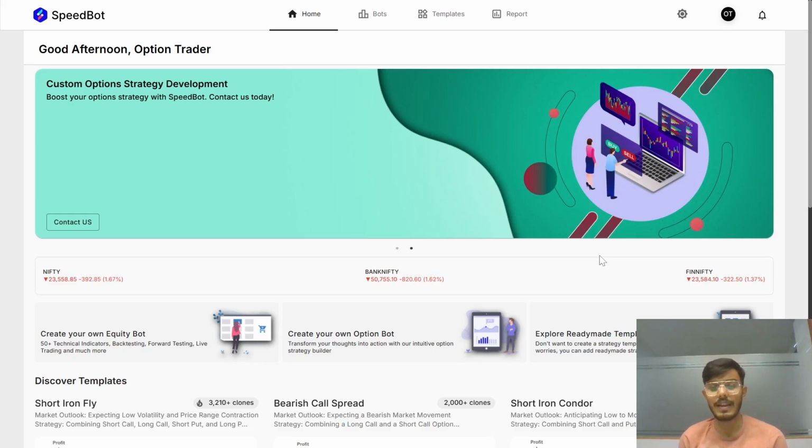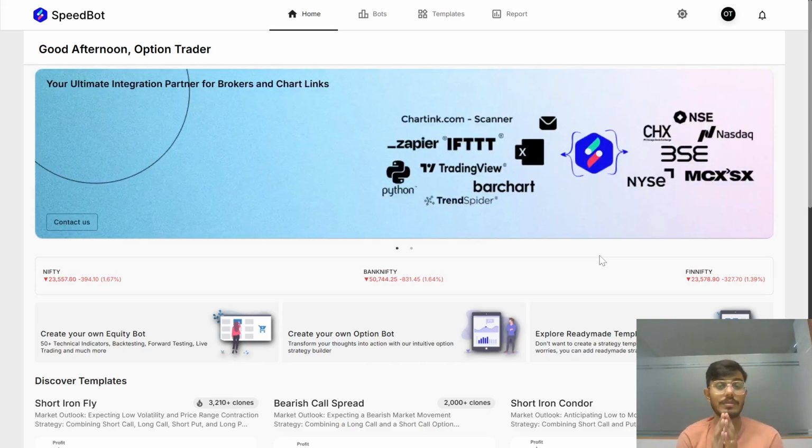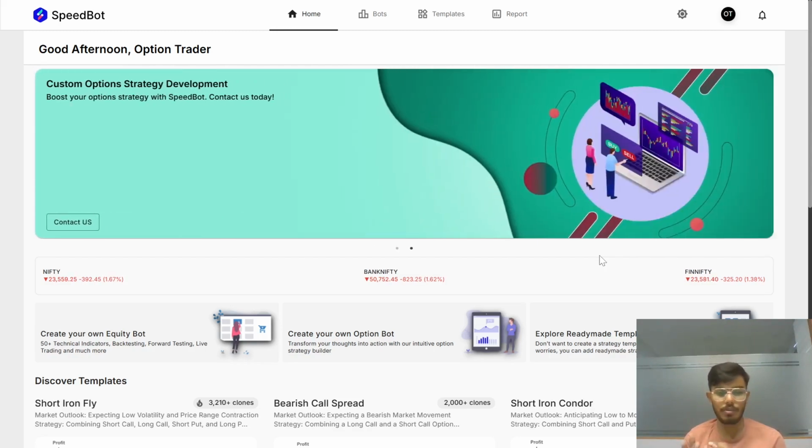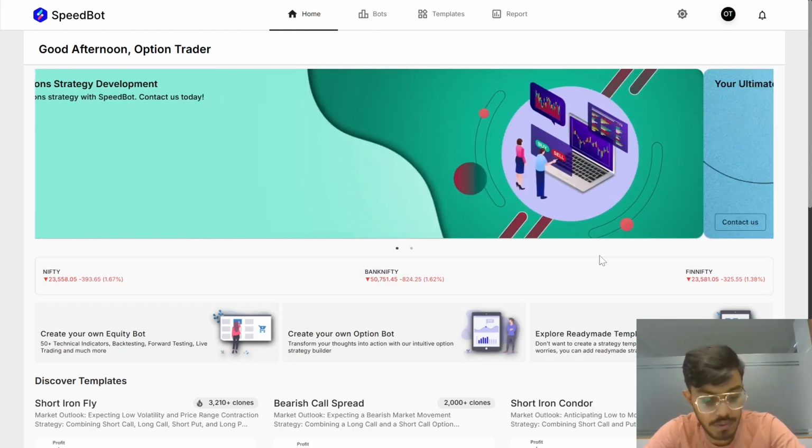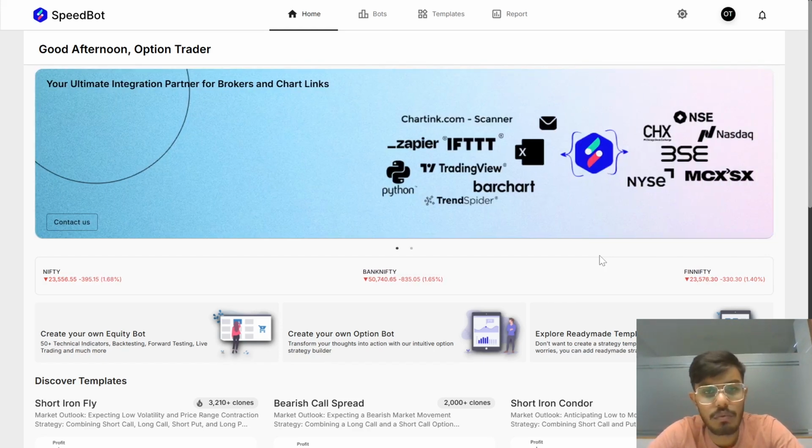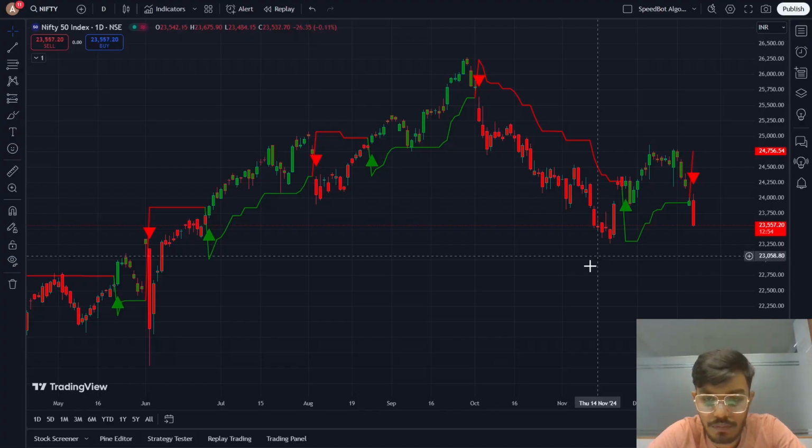Hello friends. In this video, we'll be covering one of the newest features launched on SpeedBot, that is continuous set. Now you'd be wondering, what do you mean by that? To make things clearer, we move on to the TradingView charts.